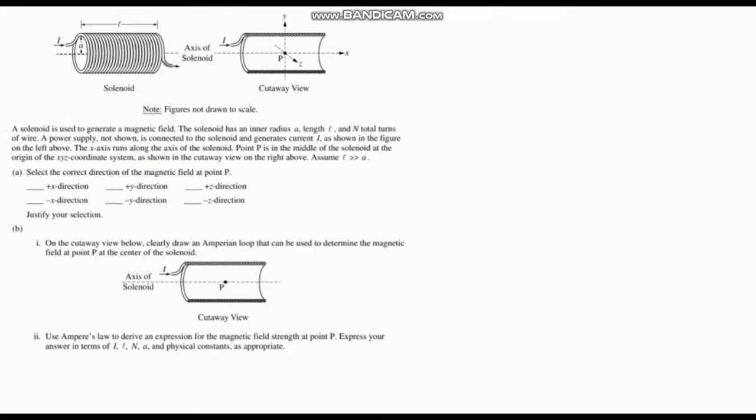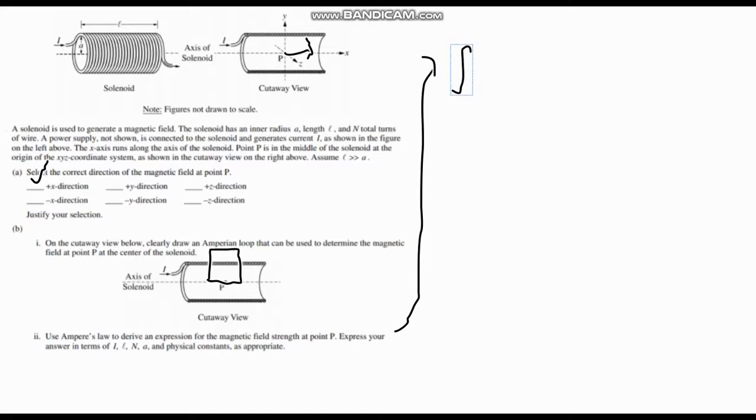Select the correct direction of the magnetic field at point P. Well, the direction of the magnetic field at point P would be in the plus x direction, because you can use the right-hand rule. Now, on the cutaway view below, draw an Amperian loop with point P at the center. So we could just draw a rectangle here, and that would be our loop. Use Ampere's law to derive an expression for the magnetic field at point P with these constants.